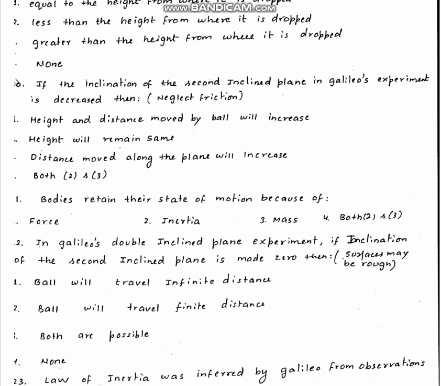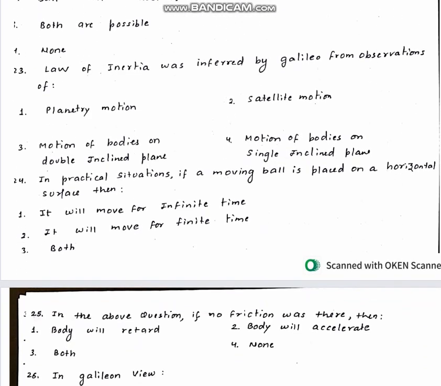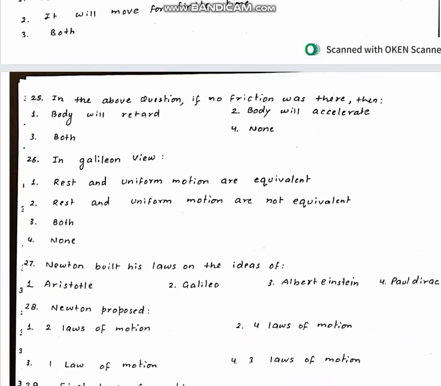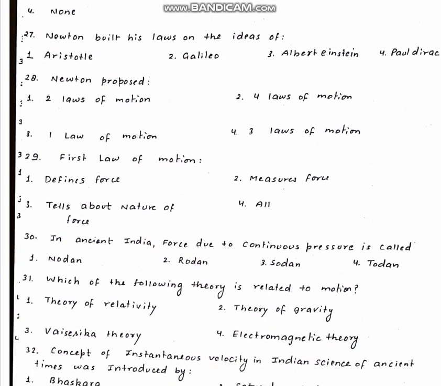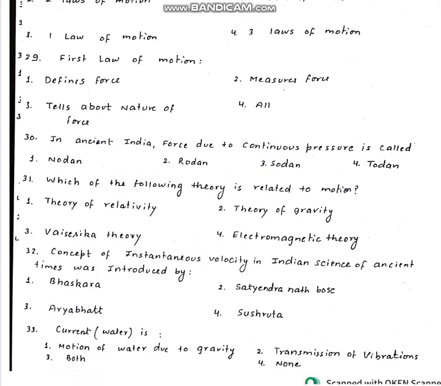Then we have inclination problems, then Galileo's experiments, then law of inertia. Then we have moving ball problems, practical situations, then the Galilean view. Then we have Newton's laws, which were based on ideas of Galileo, certainly the basis of Newton's laws. And then we have the first law of motion.